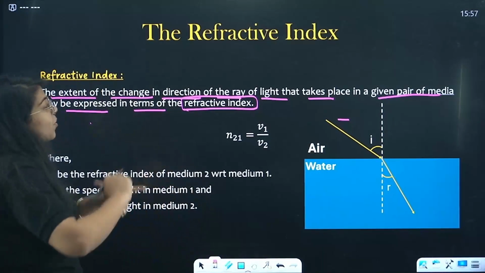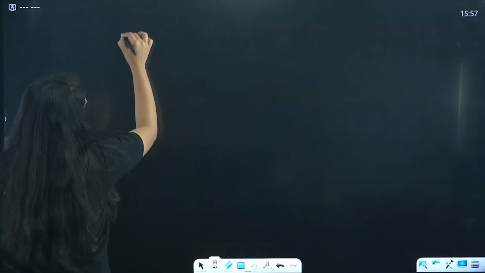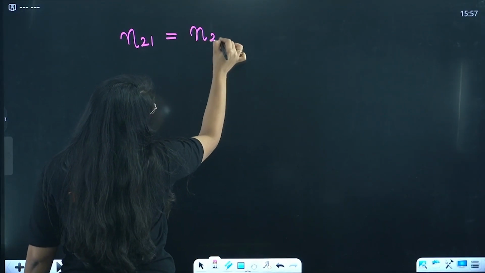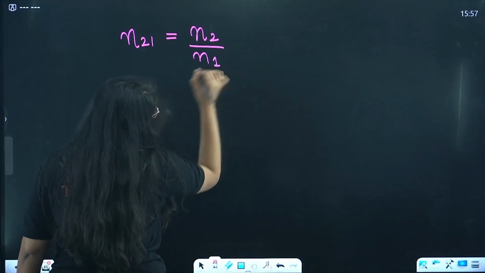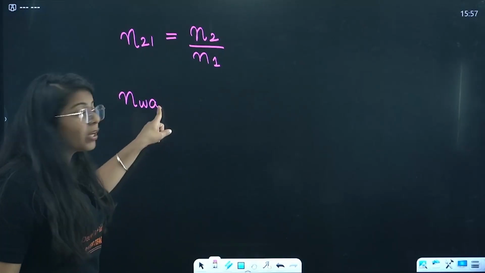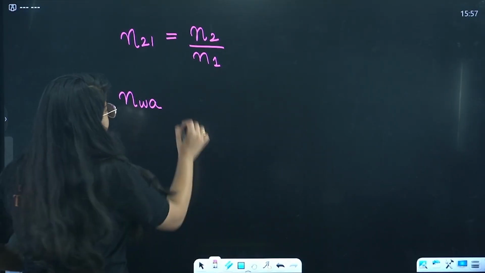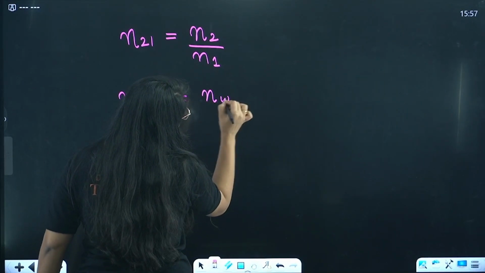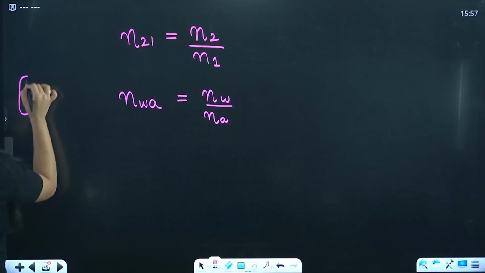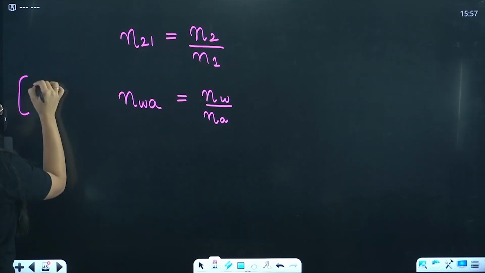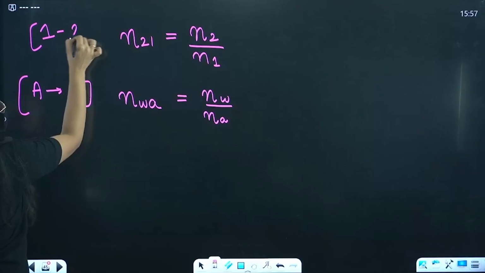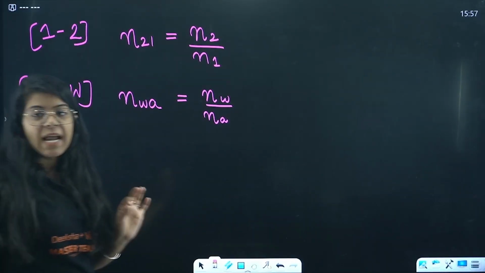So it is inversely proportional. Now how do you write this? Beta, you write it like this, N21. That means refractive index of medium 2 with respect to refractive index of medium 1. Let's say refractive index of water with air. That means light is going from air into the water. It is going from the first medium to the second medium. That is what it means.